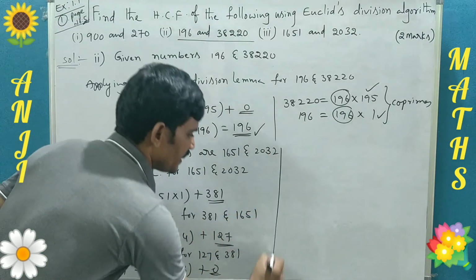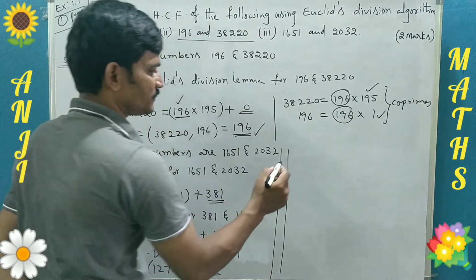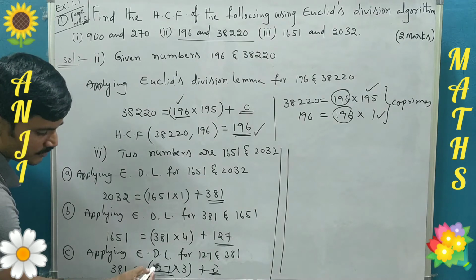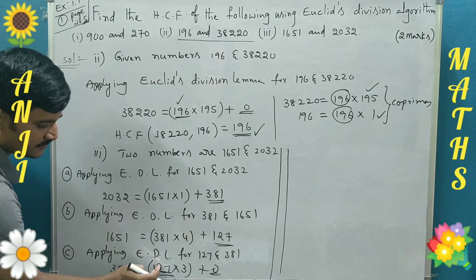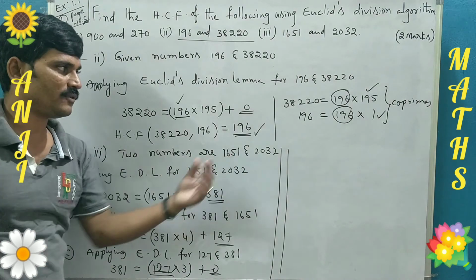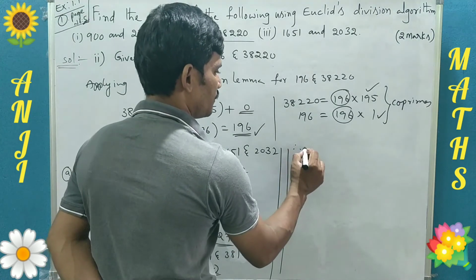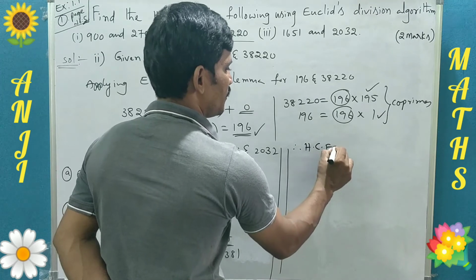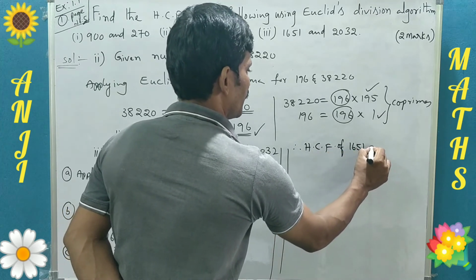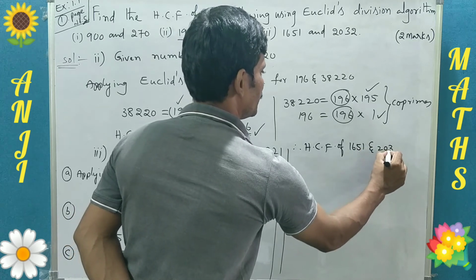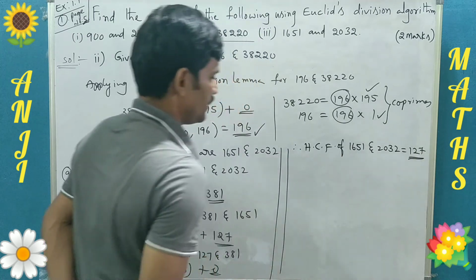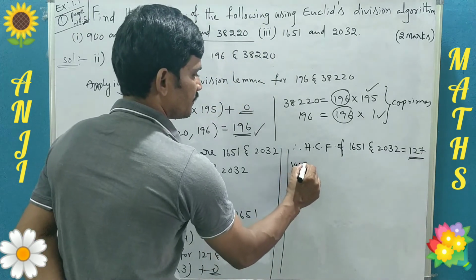Therefore, as the remainder is 0, in this step the divisor is 127. This 127 is the HCF of the given pair of numbers. Therefore, what can you conclude? The HCF of 1651 and 2032 is 127. Let us do some verification.